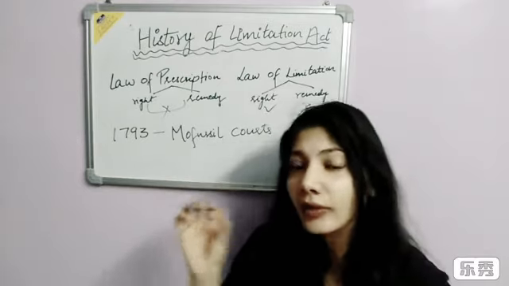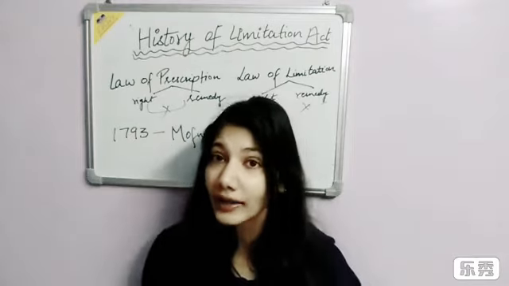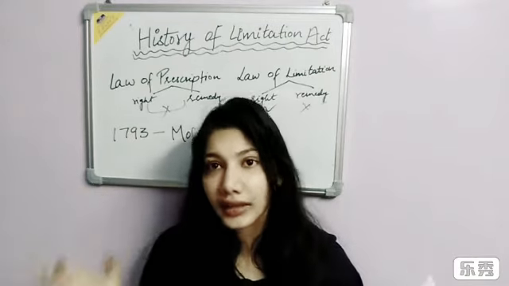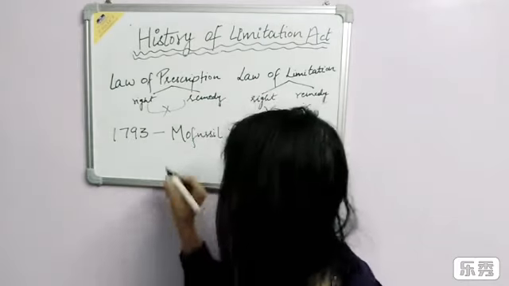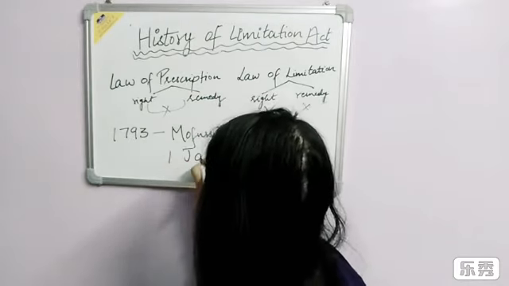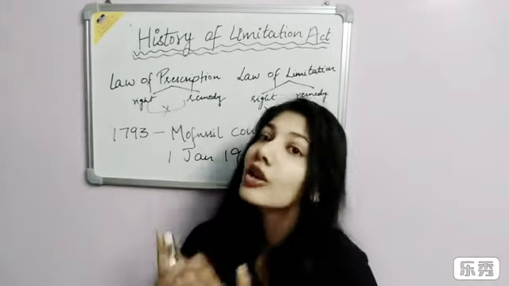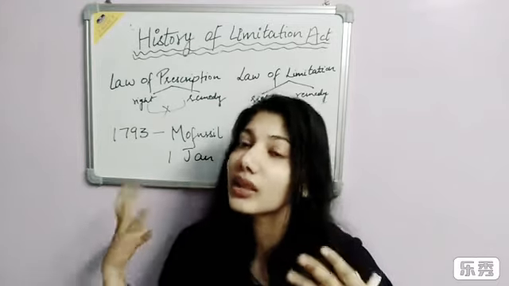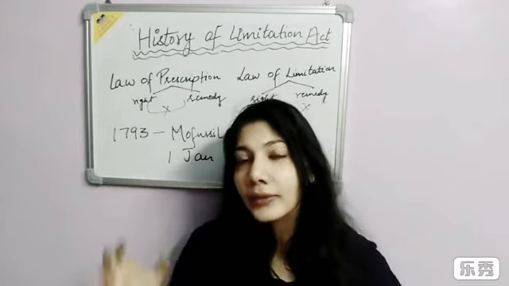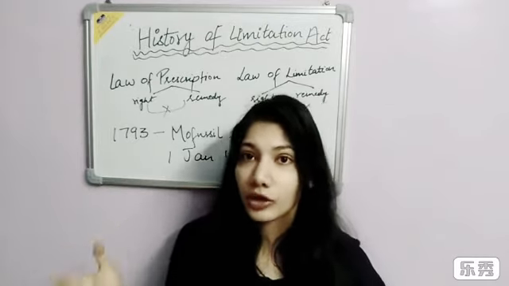Then the 1871 Act was replaced by the 1877 Act. So ultimately at present the act is the 1963 Act and it came into force on 1st January 1964. So this act is basically an exhaustive act. Exhaustive means which is complete in itself. And this act applies to civil as well as criminal proceedings.